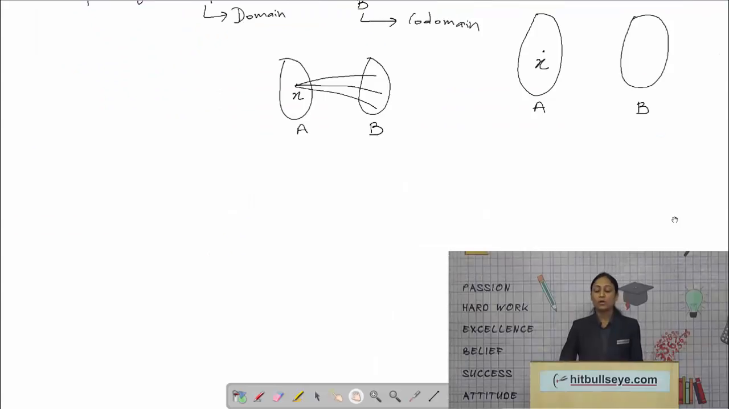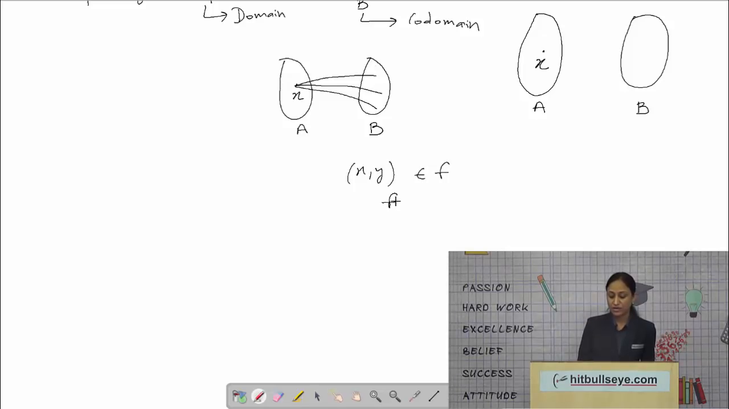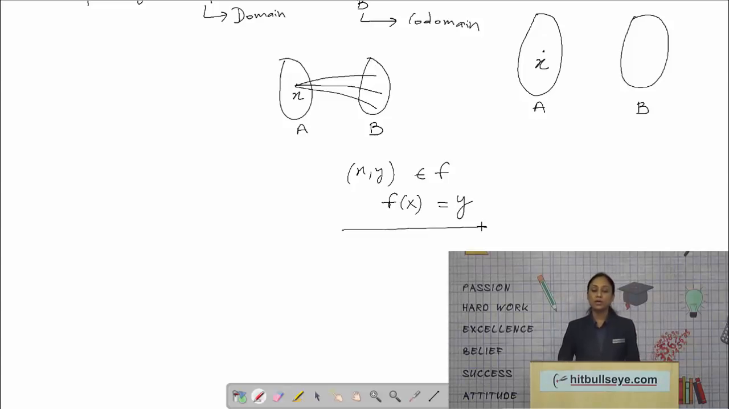Also focus on the fact that the conditions that we have laid down for a relation to be a function are on the elements of A, and the condition says that for every x belonging to A there has to be one and only one y belonging to B such that the ordered pair (x, y) belongs to f, and we can write this as f(x) = y. These conditions are not imposed on the members of the set B.